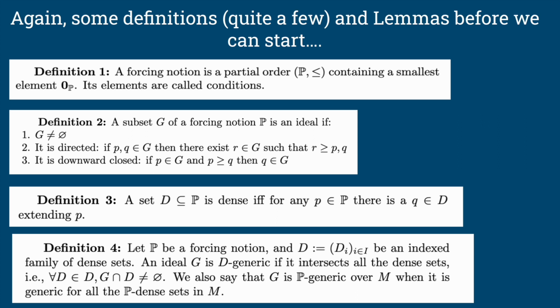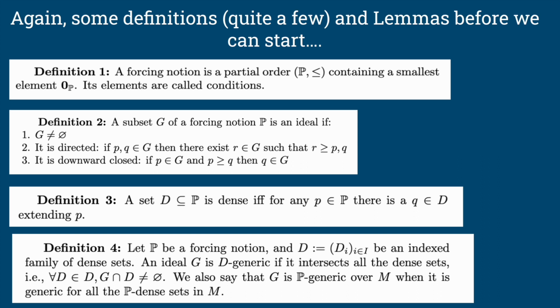we say that a forcing notion is a partial order, capital P, with the notation greater than or equals, containing a smallest element 0 sub big P, and its elements are called conditions.